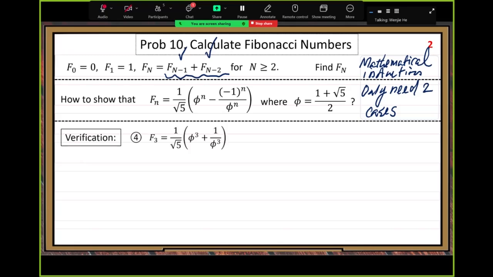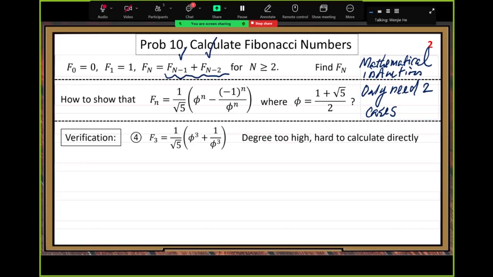When n equals 3, we want to verify whether this expression equals f3. We calculate f3 equals 2, right? Because 1 plus 1: f1 plus f2, they are both 1, so f3 should be 2. So we want to see if this expression equals 2 or not.